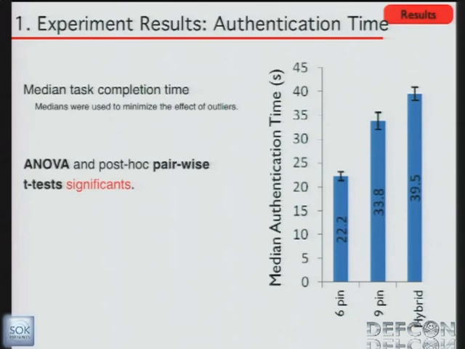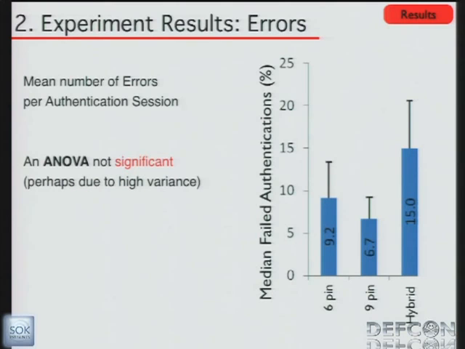So the results from this user study showed, first of all, that the different methods did take different amounts of time. As you would expect, the longer PIN takes longer to enter, but the hybrid mode, entering the incorrect ones, even though it's a six-digit one, took even longer. But there are 12 entries instead of six. The number of errors was not significant, but possibly due to the high amount of variability of the study.